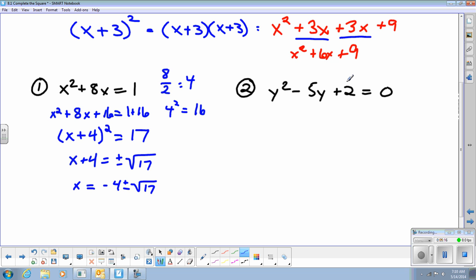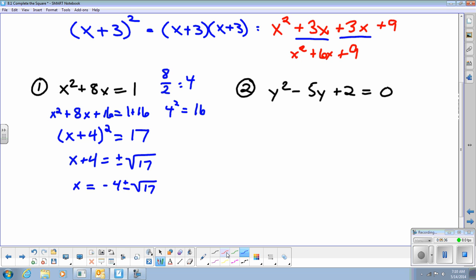2 is not a perfect square. But now I'm going to try to complete the square. So I have a problem that I can factor like I did in number 1. First thing is we're going to make this example 2 look like example 1 by moving the 2 over to the right side of the equation.